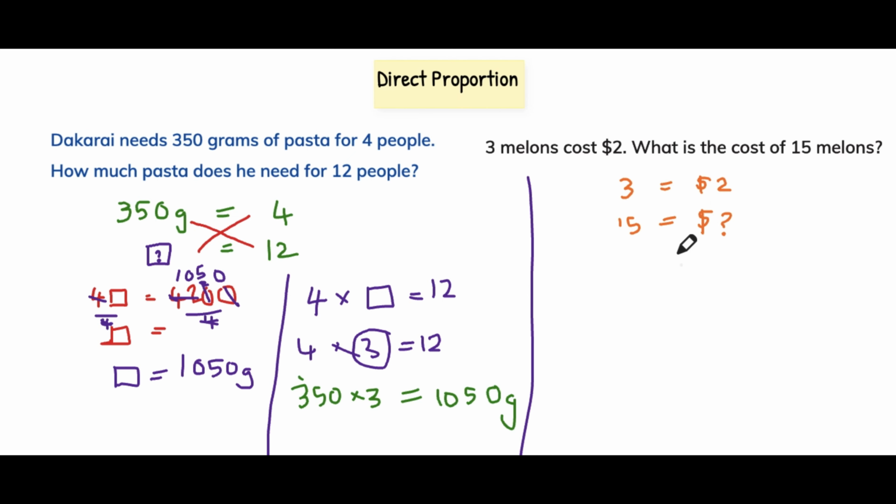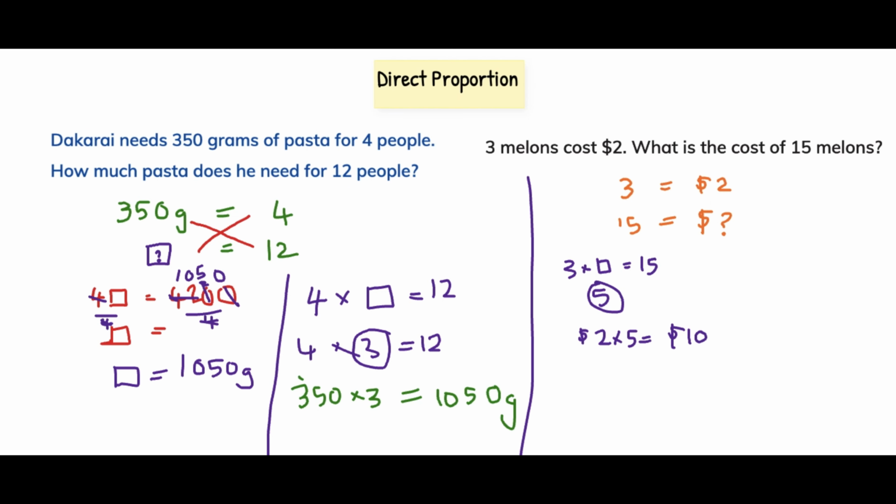The other method says 3 times what is 15. Basically, you're looking for the opposite. 3 goes into 15 5 times. So 3 times 5 is 15. So for us to get how much 15 melons cost, we're just gonna say $2 times 5. We get a cool $10.